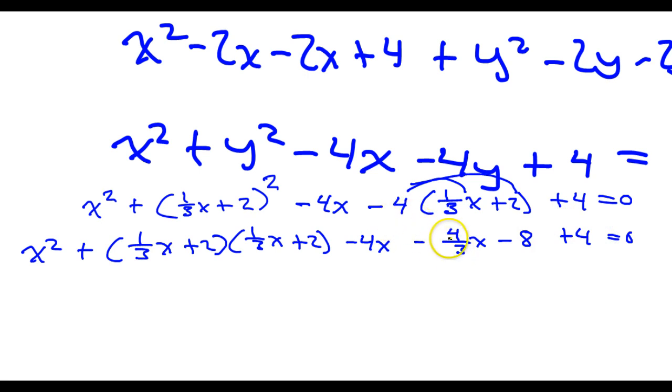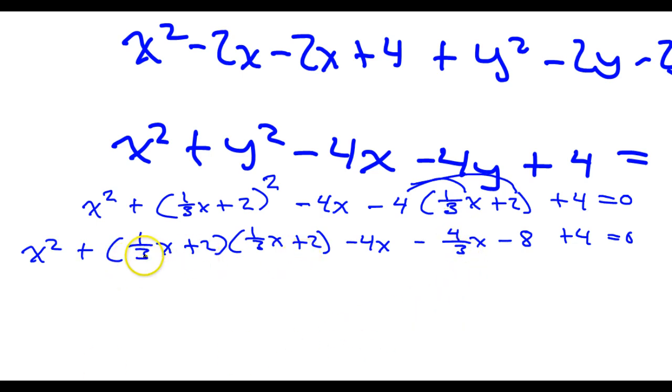If you're not sure where the 4/3 came from, I'm doing 4 times 1/3, or negative 4 times 1/3. That's 4 over 1, so I just multiplied straight across. 4 times 1 is 4, 1 times 3 is 3. That's where I got 4 over 3 from.